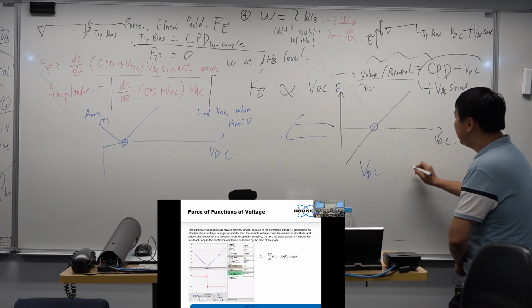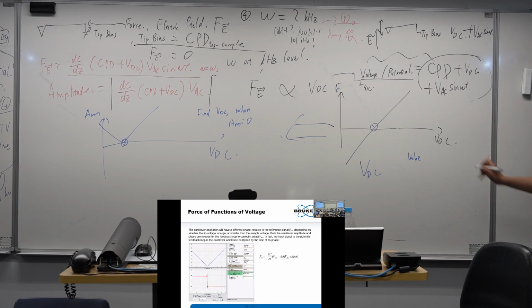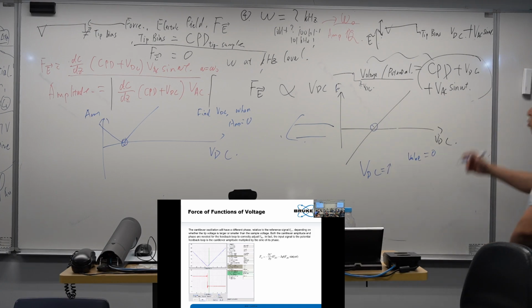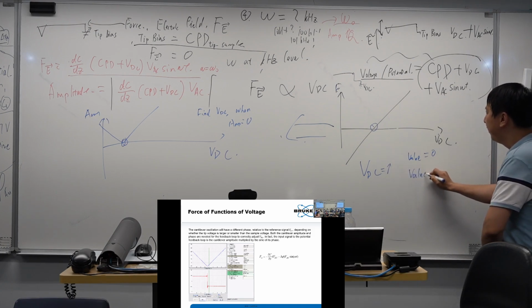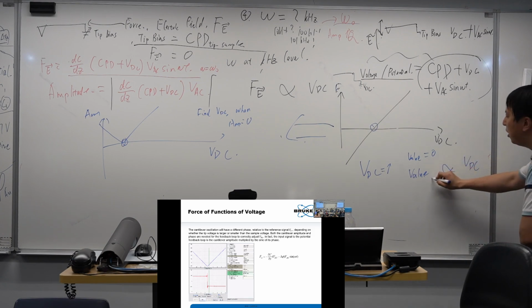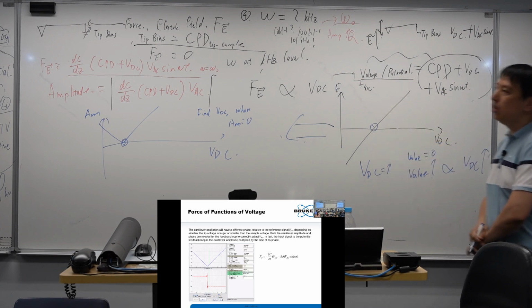I take a look at some value. If this value is 0, my VDC is correct. And I want this value to be proportional to VDC. That means if VDC increases, this value will increase. And it goes back to the linear relationship.